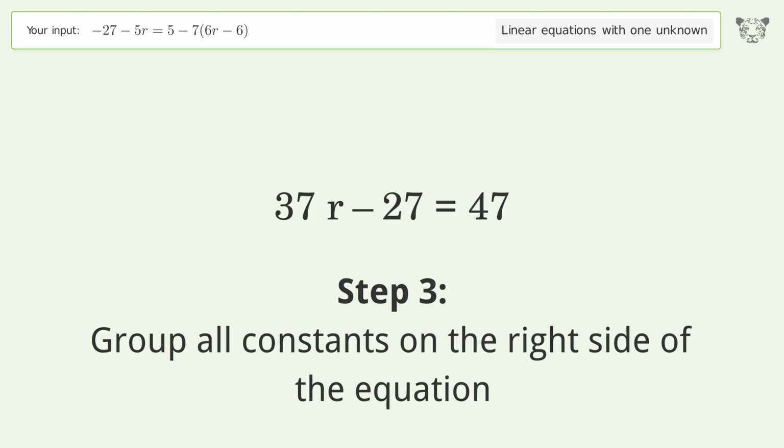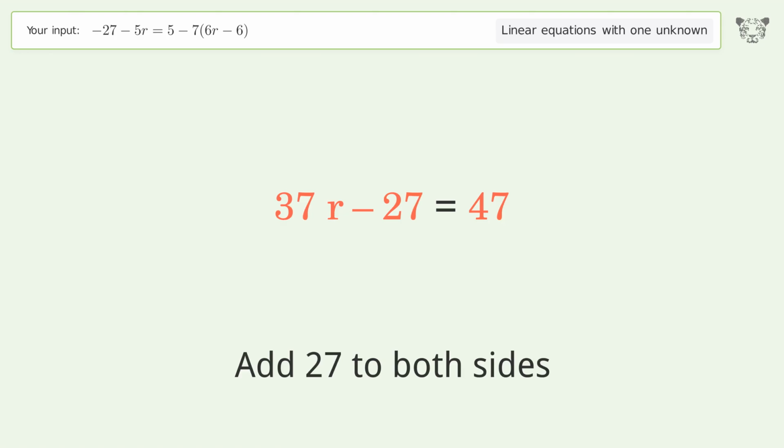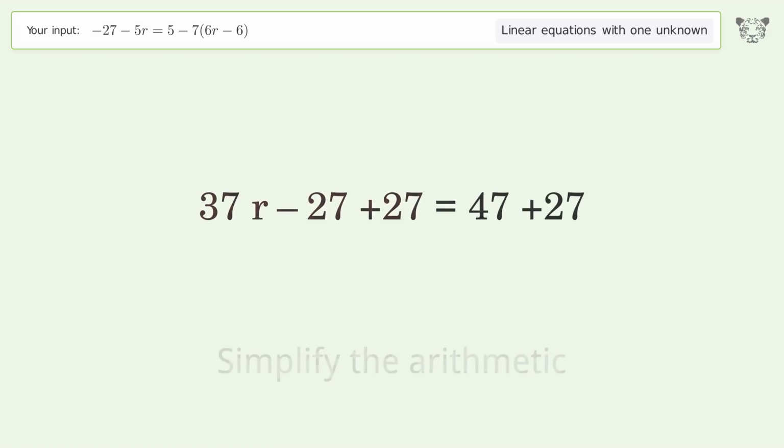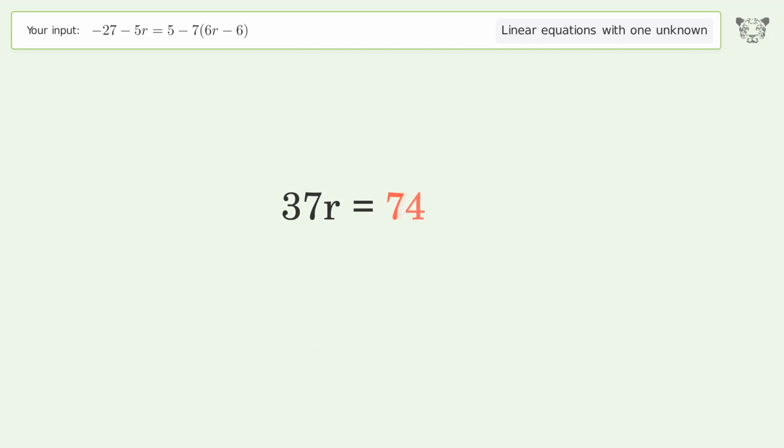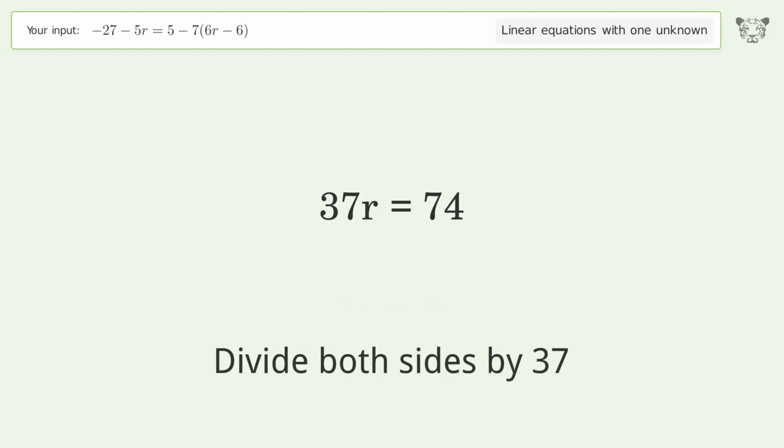Group all constants on the right side of the equation. Add 27 to both sides. Simplify the arithmetic. Isolate the r. Divide both sides by 37.